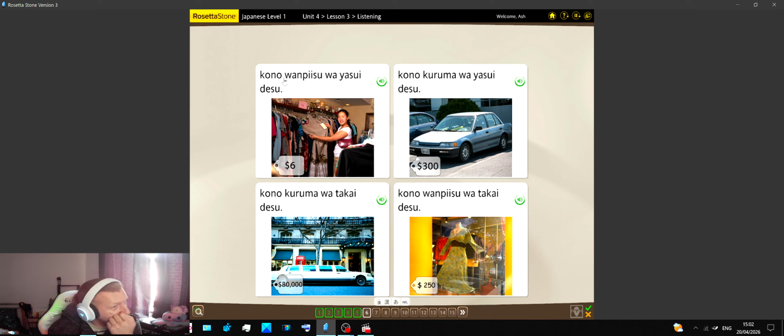This dress is cheap. This car is cheap. This car is expensive. And this dress is expensive.